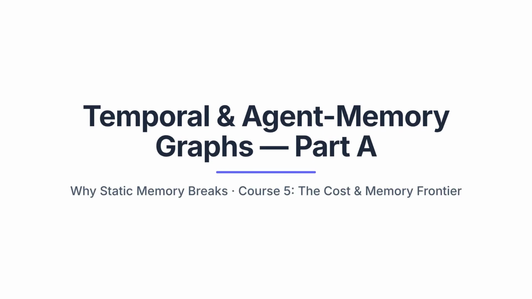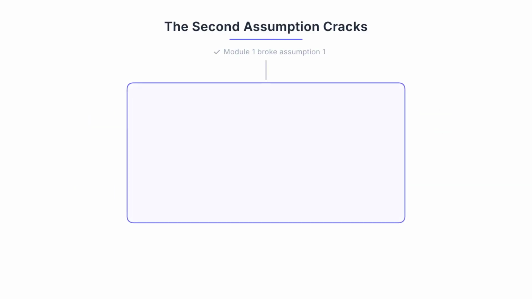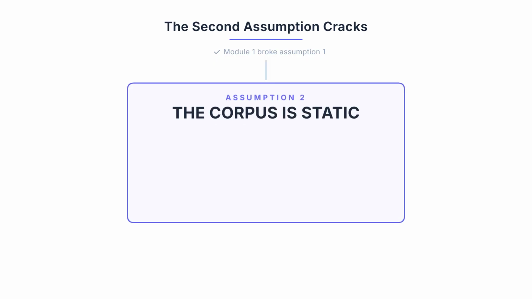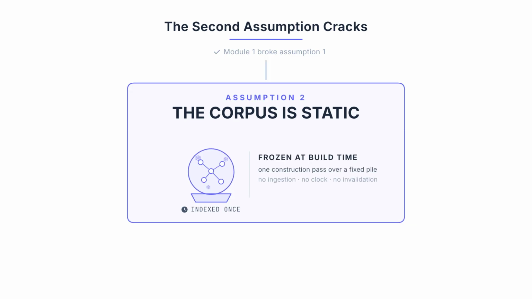Advanced GraphRag 2, the next 5 families. Let's dig in. In Module 1, we broke the first inherited assumption, that a graph is always worth its language model bill. Today, we break the next one, the quiet belief that your corpus sits perfectly still.